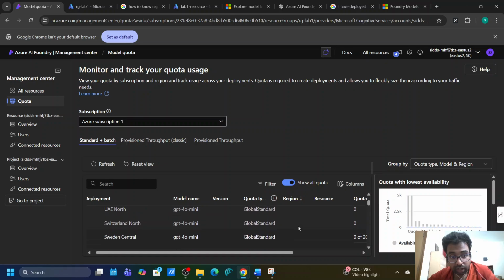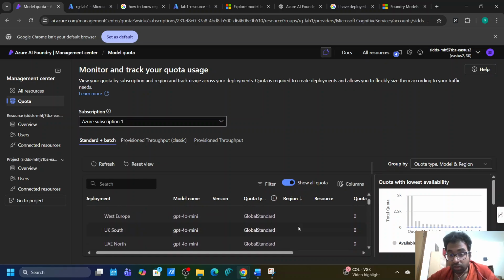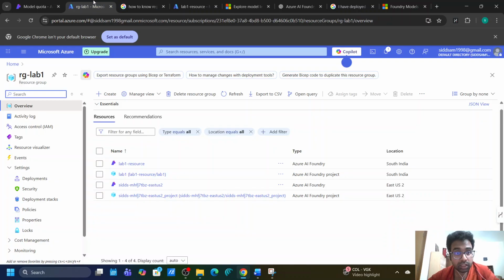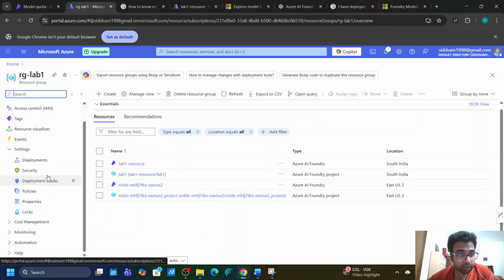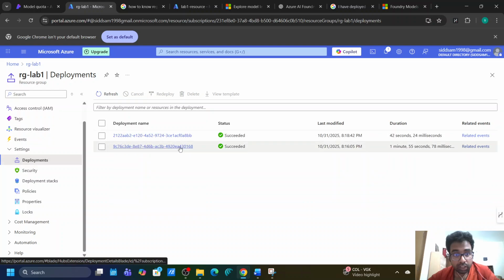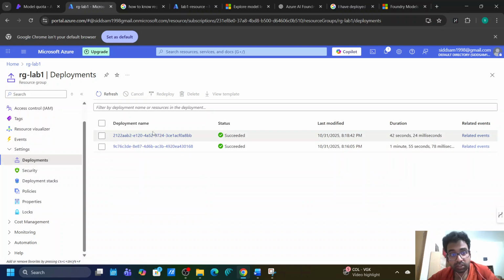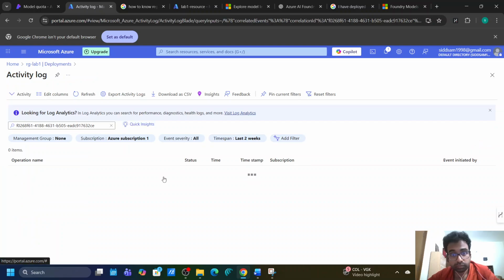That's why it created the project for me in East US, and then it connected that project with my South India project, and it does not show any errors either. If I go to my resource and look at the deployments, you can see both of these deployments succeeded, and there was no issue. So that's the only thing that I wanted to share before moving on.